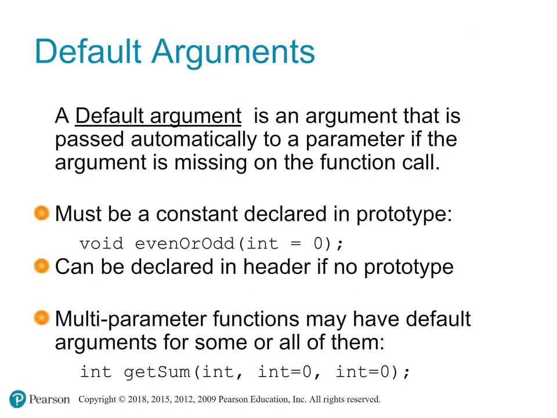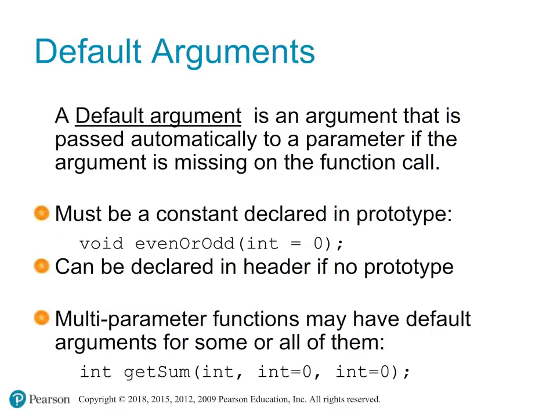A default argument is an argument that is automatically passed to a parameter if the argument is missing in the function call. This simplifies function calls and allows for more flexible code. Default arguments must be constant and are usually declared in the function prototype. In this example, if even or odd is called without an argument, 0 will be used as the default value.